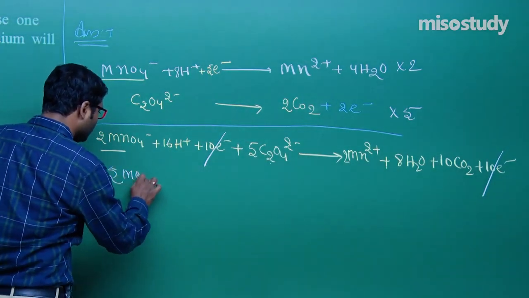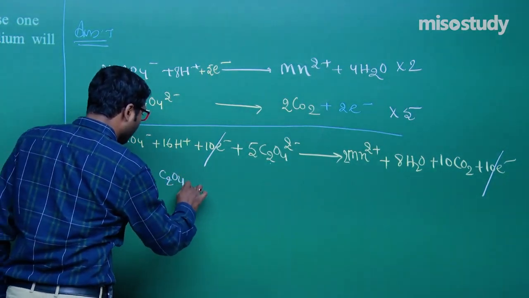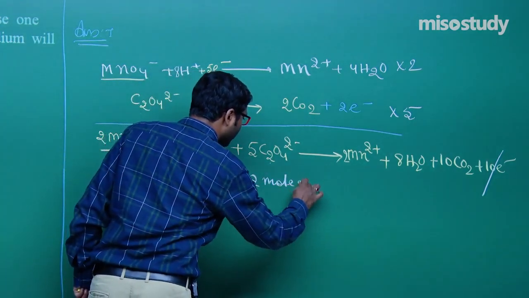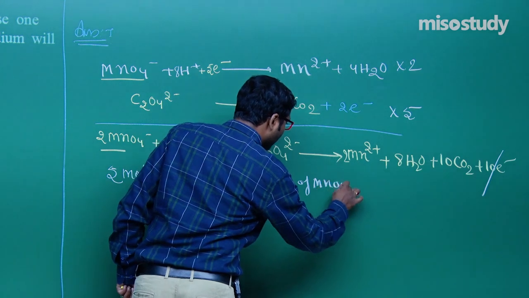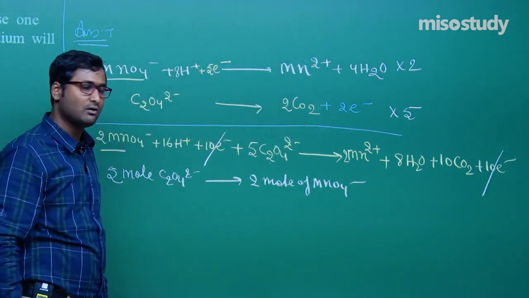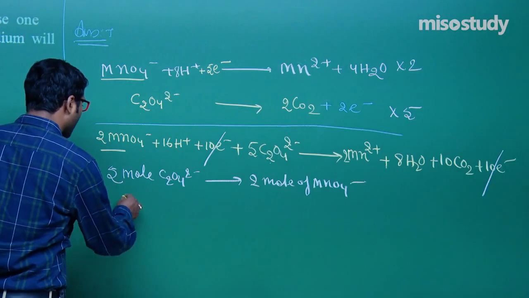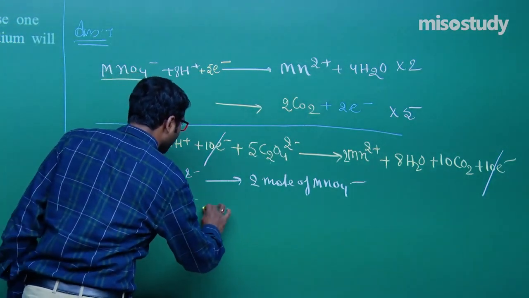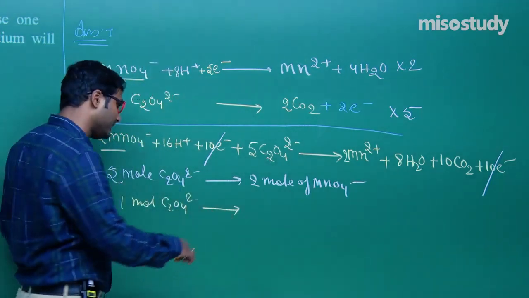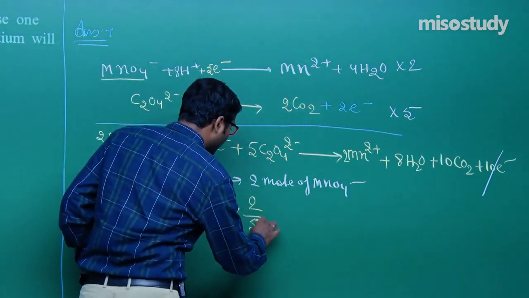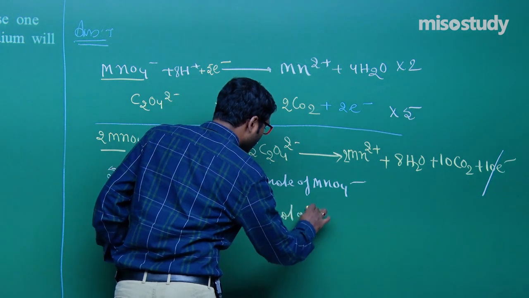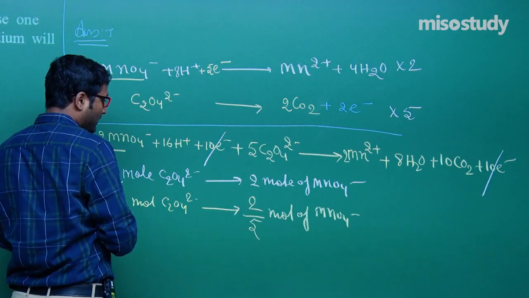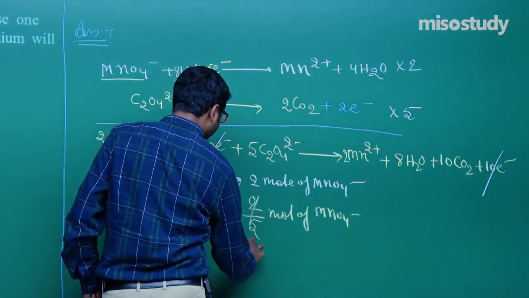Now look at how many moles are needed to oxidize 1 mole here. 5 moles of C2O4 2 minus require 2 moles of MnO4 minus. Am I right or wrong? Sir, you are absolutely right. So 1 mole of C2O4 2 minus requires, tell me what will happen, 2 by 5 mole of MnO4. 2 by 5 will be equal to 0.4.